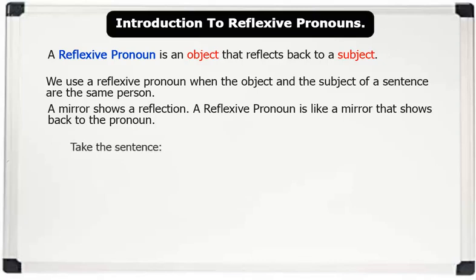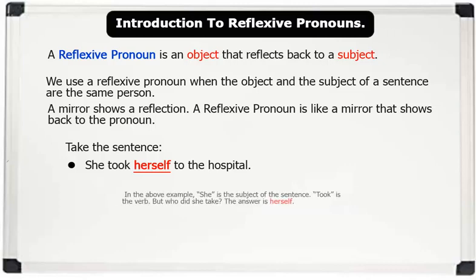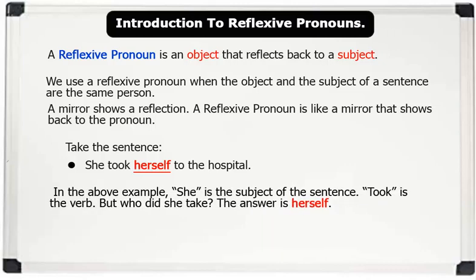Take the sentence: She took herself to the hospital. In the above example, she is the subject of the sentence. Took is the verb. But who did she take? The answer is herself. Let's move over to the examples of reflexive pronouns.